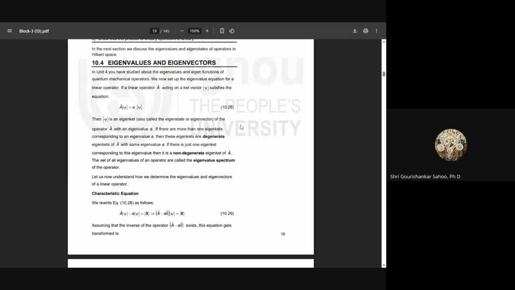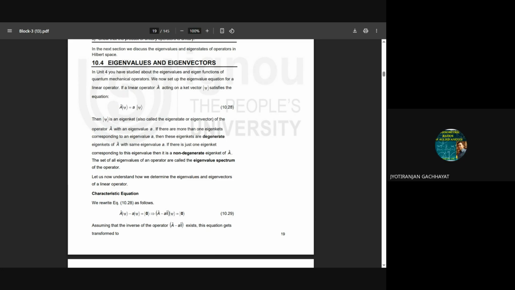Here psi is the state vector in ket format. When A cap is operated over this state vector, it will give some value multiplied by that state vector. Suppose it is the position operator. When the position operator is operated over a wave function psi, it will give you the position eigenvalue multiplied by that state vector. So what will be the position of that particular particle at a particular instant? You can get this from the eigenvalue of the position.